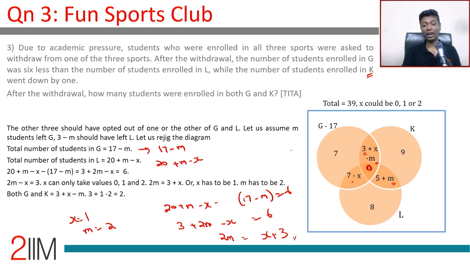How many students were enrolled in both G and K? G and K is 3 plus X minus M. 3 plus 1 minus 2. 4 minus 2, 2.